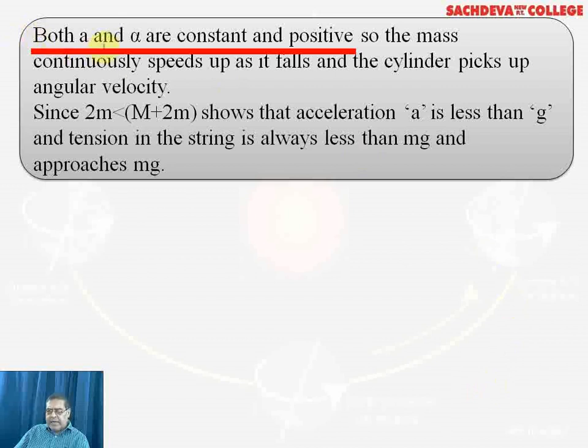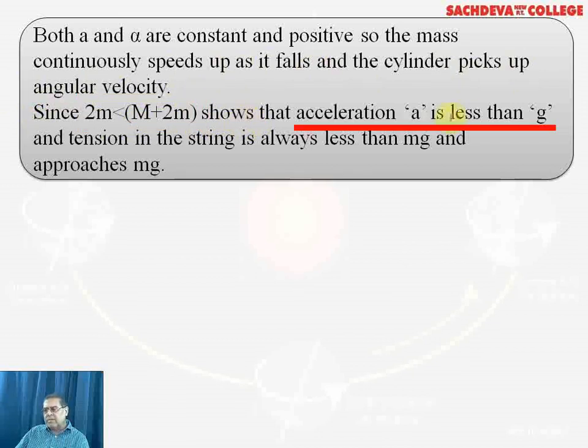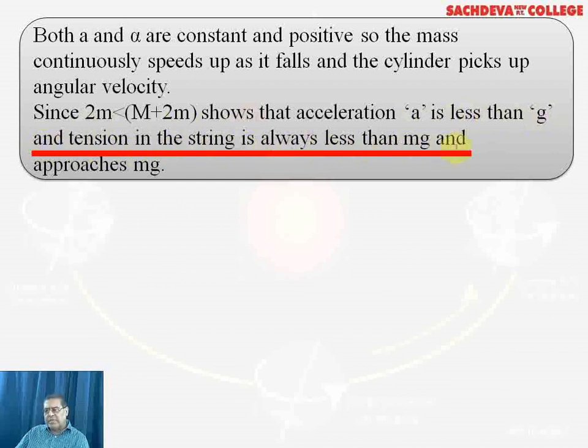Now both a and alpha are constants and positive. So the mass continuously speeds up as it falls because the weight is more. It falls and the cylinder picks up angular velocity. Since 2m, double of the individual mass, is less than the total mass plus 2m, it shows that the acceleration a is less than g, and the tension in the string is always less than mg, and that's why the weight always comes down, overcoming the tension, and approaches mg.